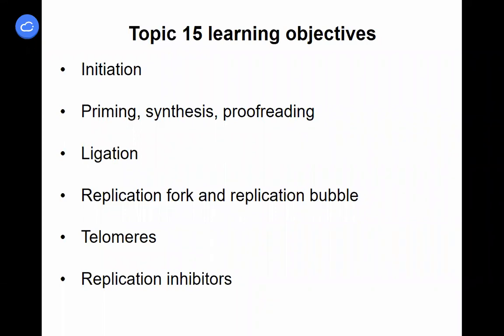So here's topic 15. We're going to talk about different stages of DNA replication: initiation, priming, synthesis, proofreading, and ligation. We're going to talk about definitions, what's going on in a replication fork and bubble, what telomeres are, and why they're important to think about. And I'm going to briefly talk about inhibitors of replication at the end.